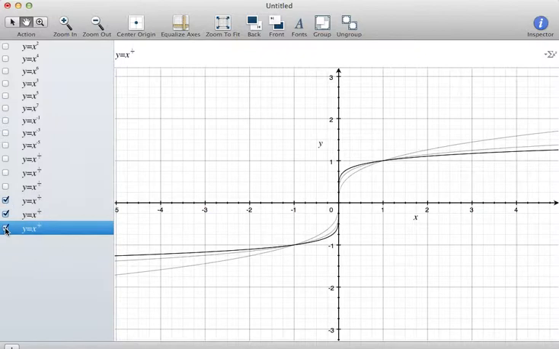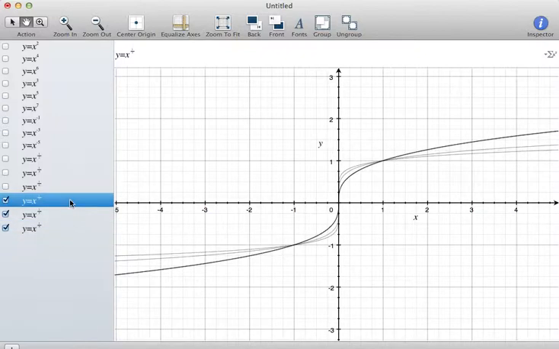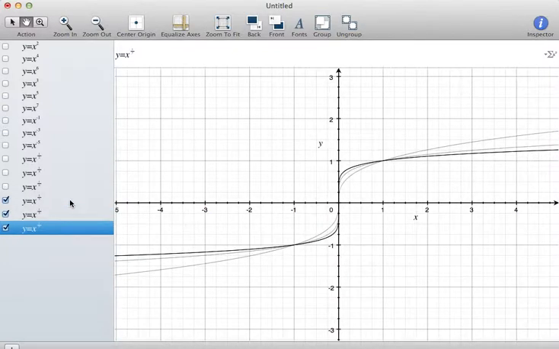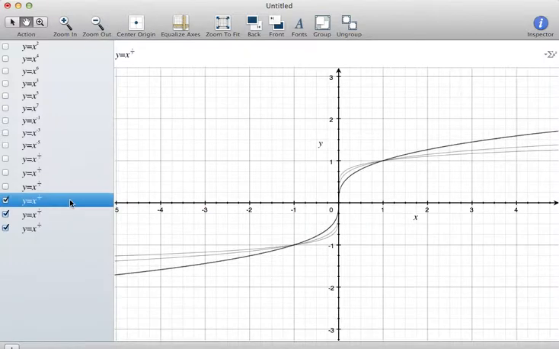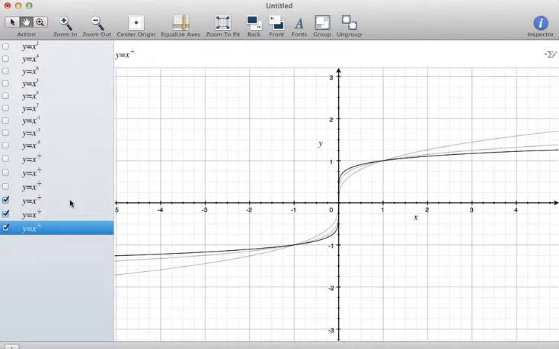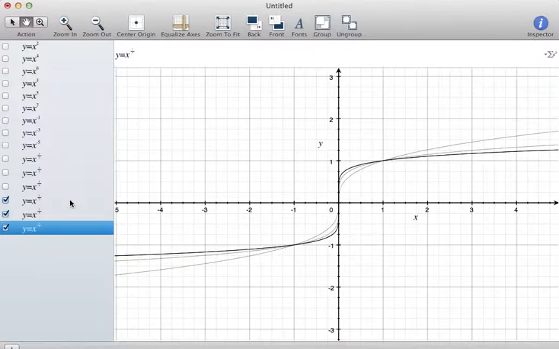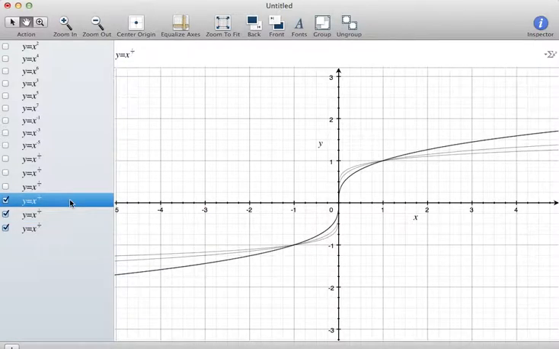Well, that was weird. Alright, now the odd fractional exponents of x. So this is x to the 1/3, x to the 1/5, and x to the 1/7. And just like the odd exponents of x, they all intersect each other at (1, 1) and (negative 1, negative 1). Okay? So keep all this in mind.